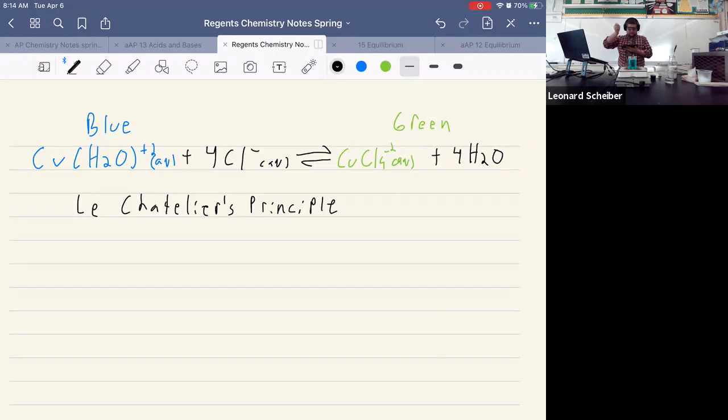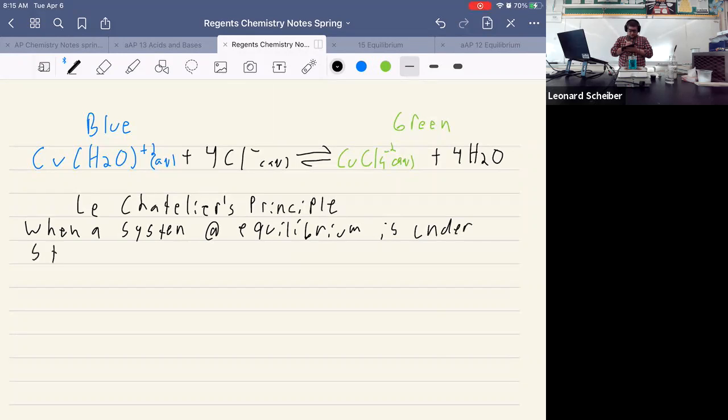And Le Chatelier's principle says that when a system at equilibrium is under stress, the system will shift to overcome that stress.